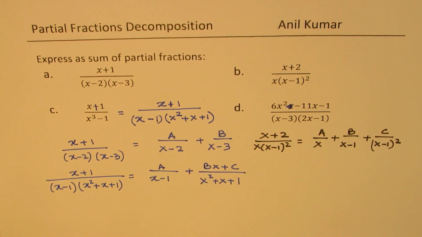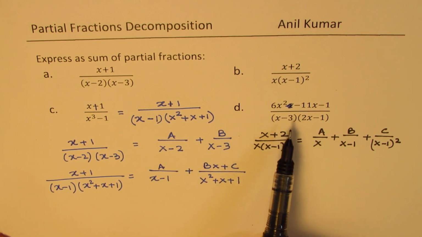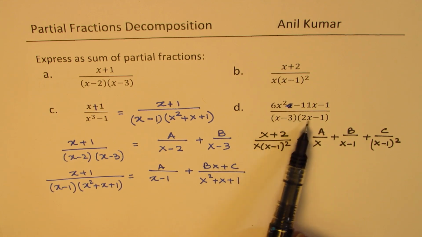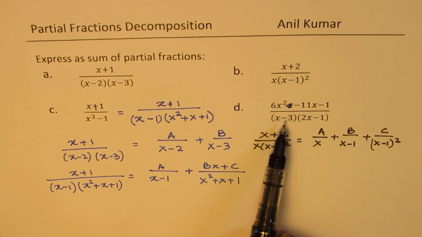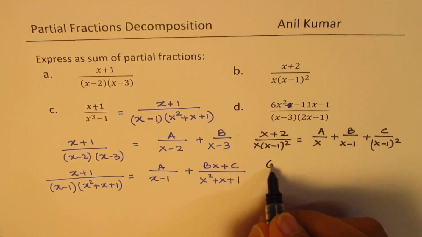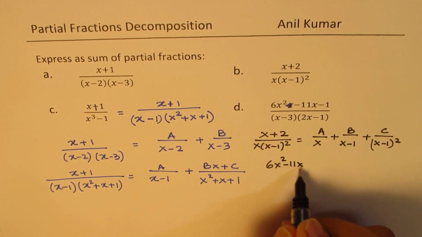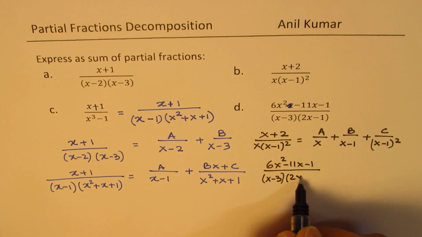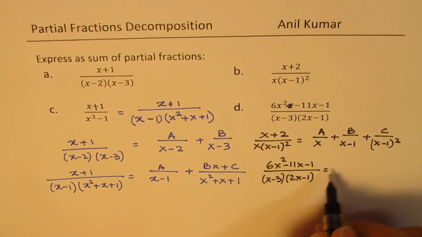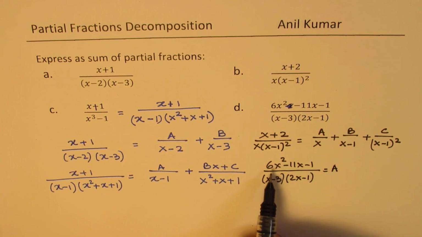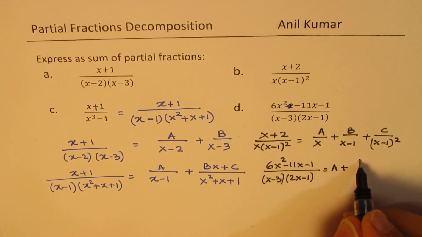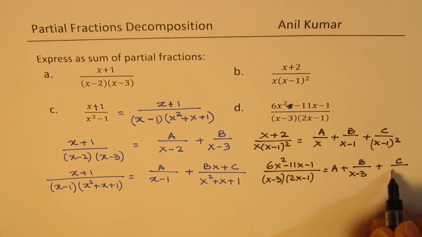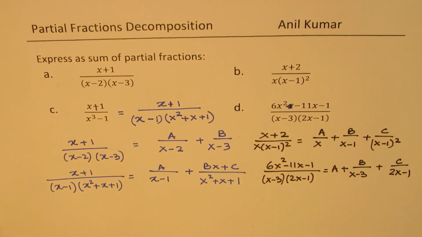Perfect. The last one here is slightly different from the previous ones. What you notice is that the degree of numerator and that of denominator is same. That means you could actually write this as what? We have (6x squared minus 11x minus 1) over (x minus 3) times (2x minus 1). So here we'll get a constant factor a plus b over (x minus 3) plus c over (2x minus 1). Perfect. So do you see that?